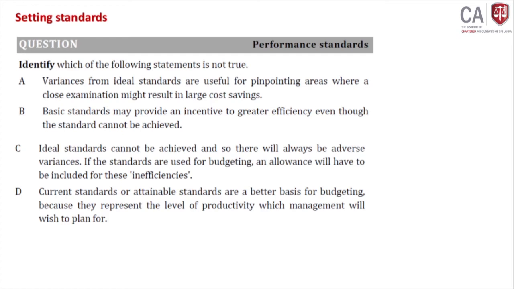But let's see C and D. Ideal standard cannot be achieved, and so there will always be adverse variance. That we have discussed, yes. If the standards are used for budgeting, allowance will have to be included for inefficiencies, correct. Current standards or attainable standards are a better basis for budgeting because they represent the level of productivity which management will wish to plan for. Yes, most probably in budgeting cases you need to consider current standards as well as attainable standards.